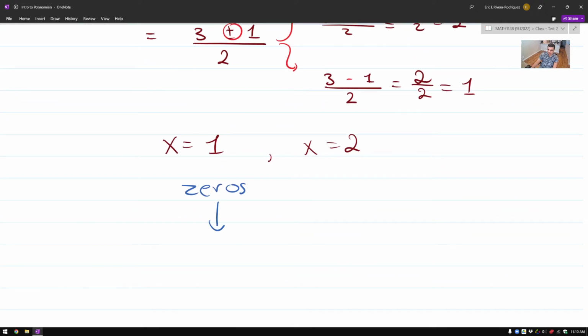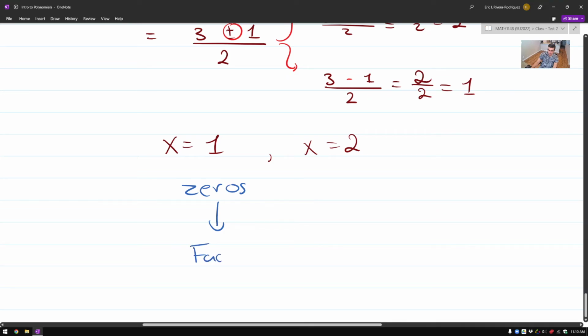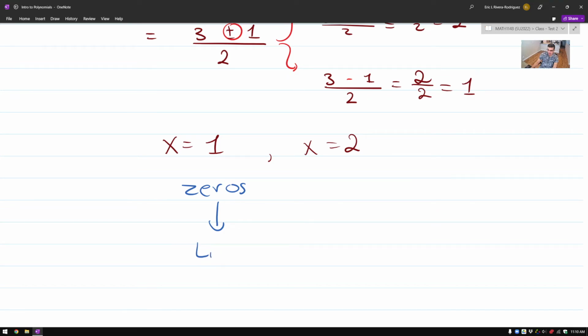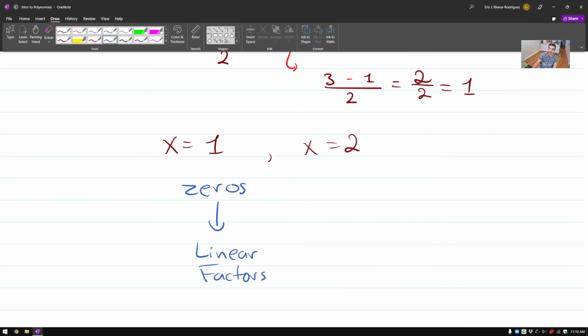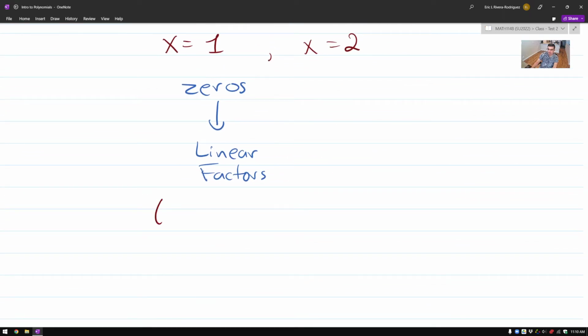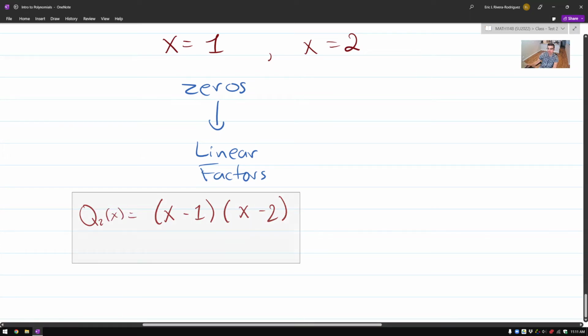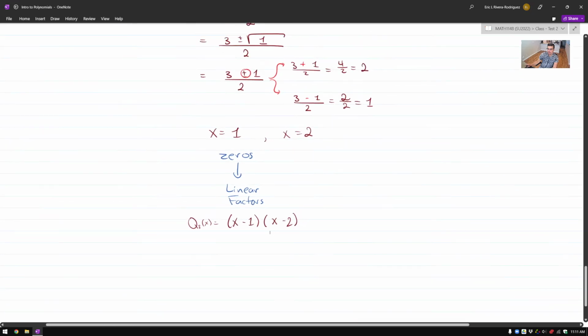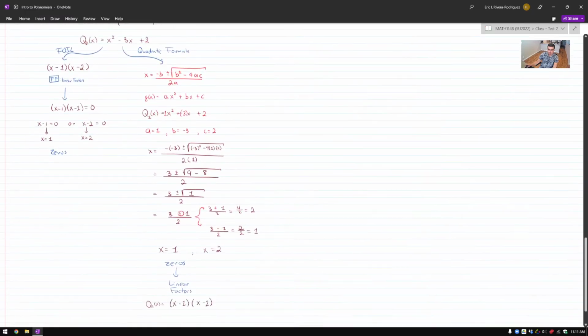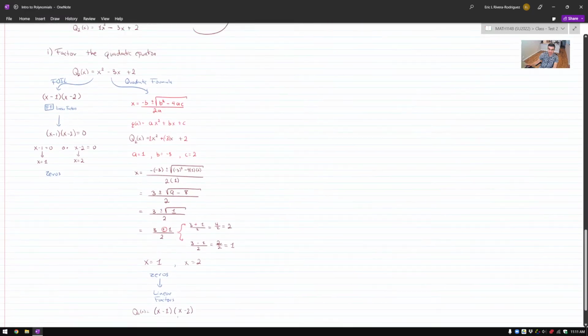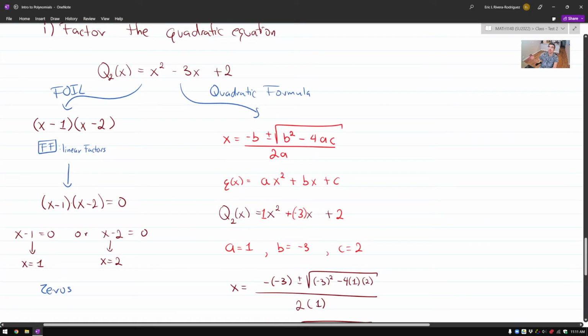From the zeros we can get the factors, the linear factors, to be precise. The linear factors are going to be x minus 1 and x minus 2. All this is equal to Q sub 2x, because that's the factor form. So those are the two methods that you are going to be using to find the zeros of the quadratic equation.